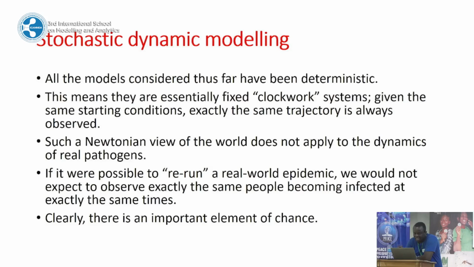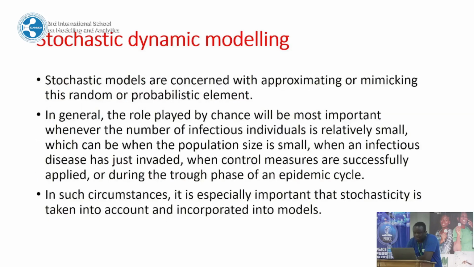So clearly there is an important element of chance. Stochastic models are concerned with approximating or mimicking this random or probabilistic element. In general, the role played by chance will be most important whenever the number of infectious individuals is relatively small.